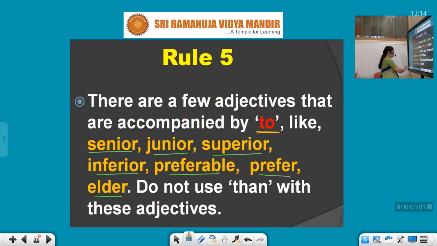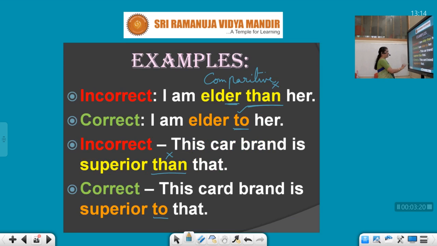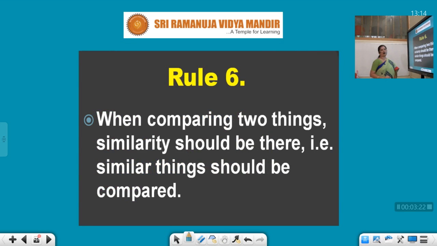So now you must have understood the rule 5, students. There are few adjectives that are accompanied by to, like senior, junior, superior, inferior, preferable, prefer, elder. Do not use than with these adjectives. With these adjectives you are not supposed to use than. Okay. The next rule is rule 6.